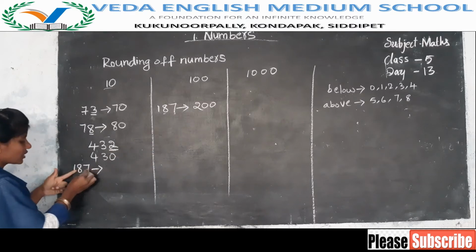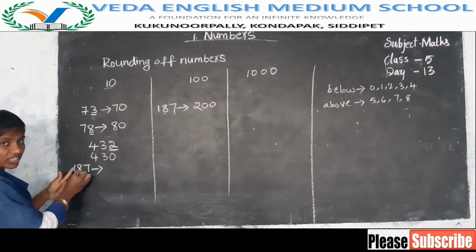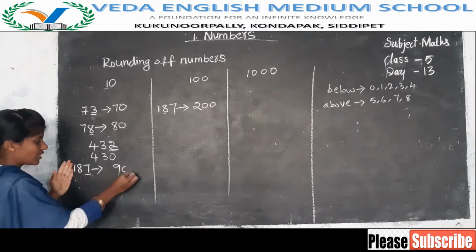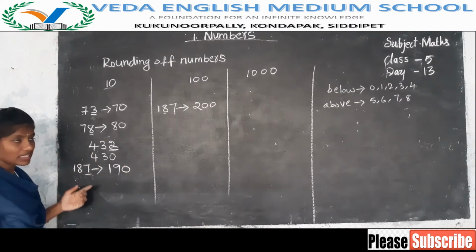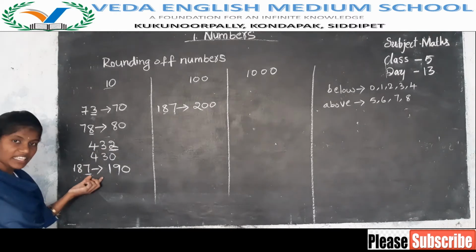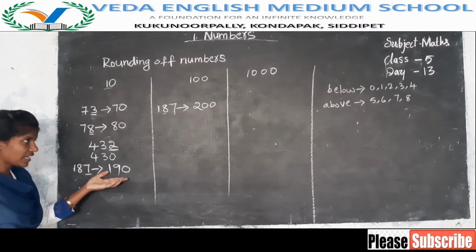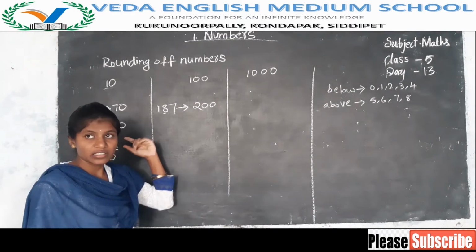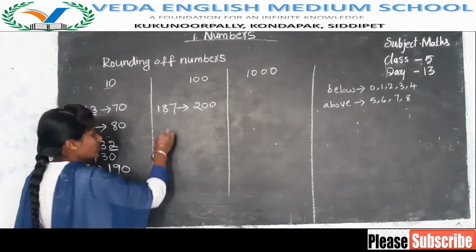Above number means you have to increase the next number. The next number is 8. If we increase 8 by 1 time, what do we get? 9. In the ones place you have to write 0, and in the hundreds place write the same number. Same number, but if it is nearest to tens, the answer is 190. If it is nearest to hundreds, then you will get 200 as the answer. There is a small difference.